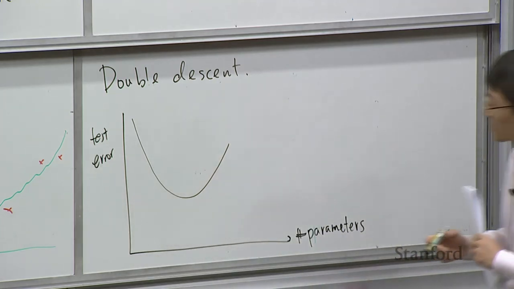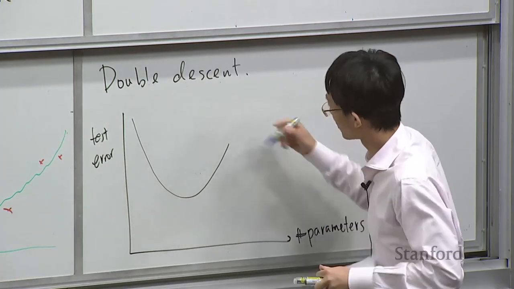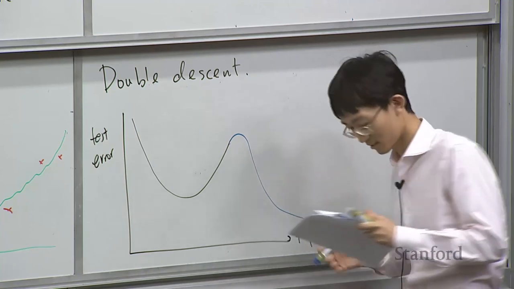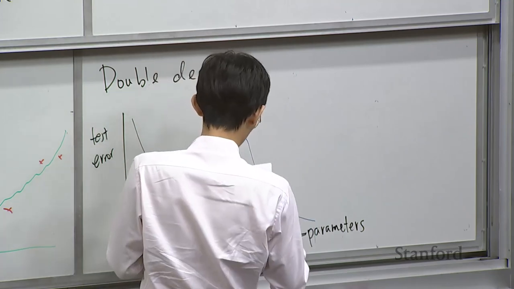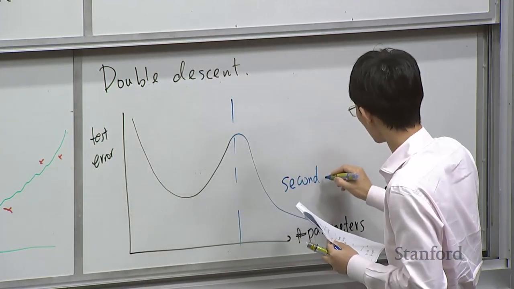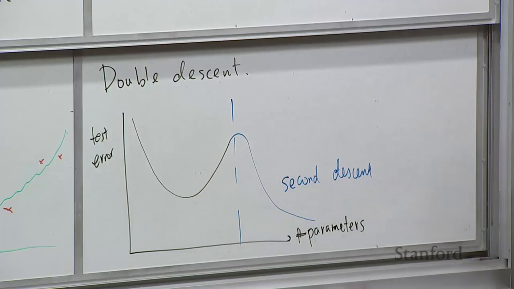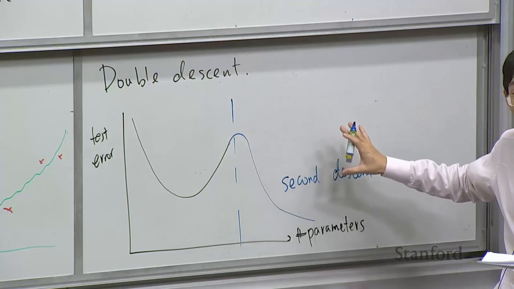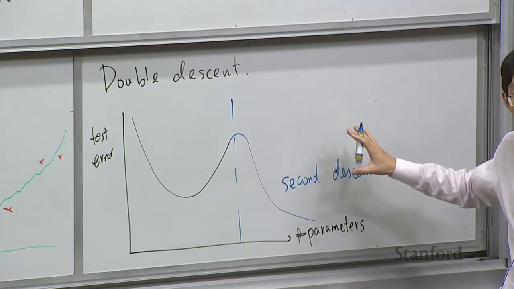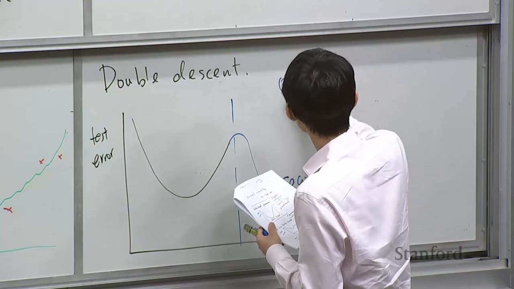But then people realized there is a striking thing: if you increase your number of parameters even more, at some point you will see that it goes down like this. This is the new regime that people found, the second descent of the test error. That's why it's called double descent, because there's a descent here and a descent here. The blue part is what people didn't realize as much until the last four or five years. This is the so-called over-parameterized regime.